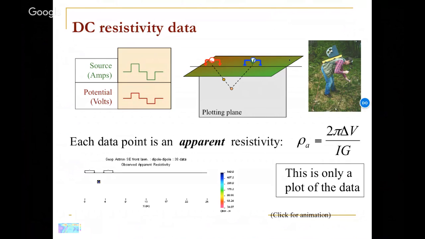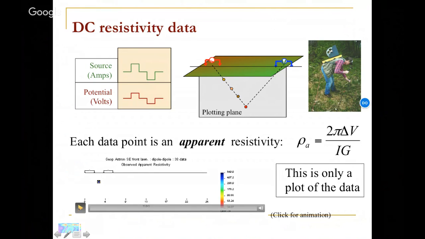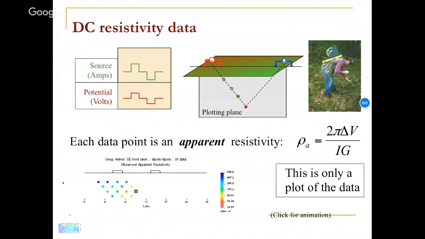So now we continue to do that. So you gradually get that. Okay, so that would be that. So now we could imagine, here's our whole survey. So you can see what's happening here. So we continue to move the current electrodes, and then the potential electrodes continue to move out. And each time we plot the values, we've got the apparent resistivities, and then we can contour them up so that the reds are regions of low resistivity and the blues are regions of high resistivity.